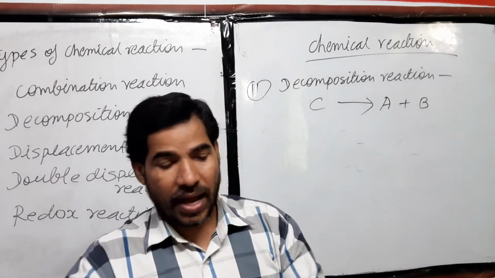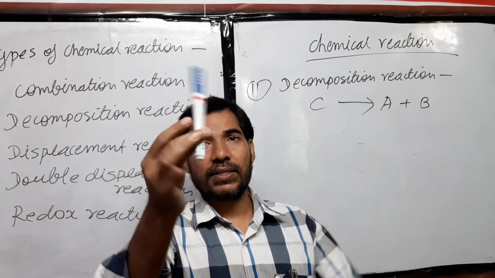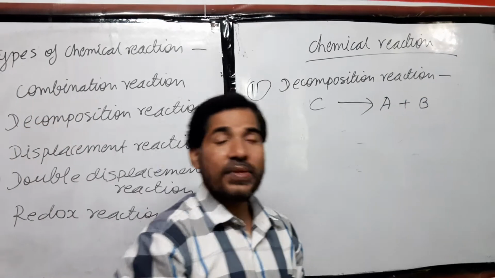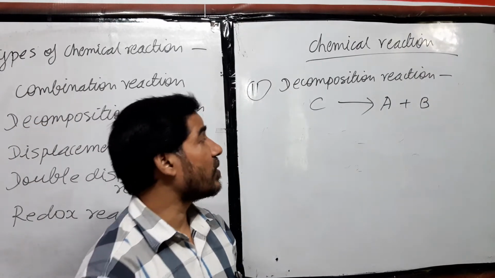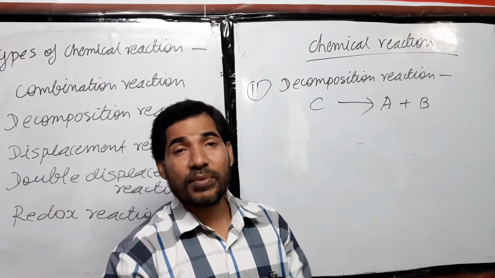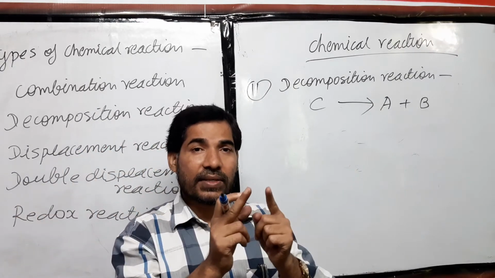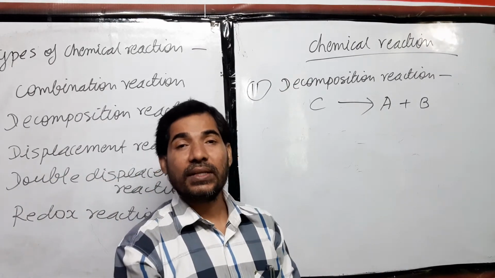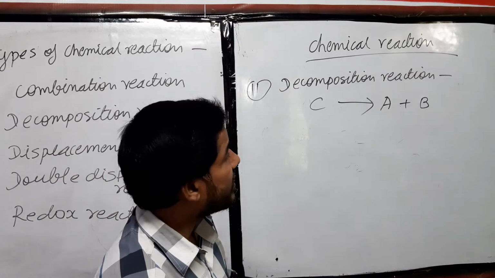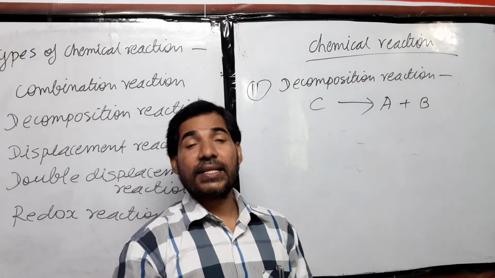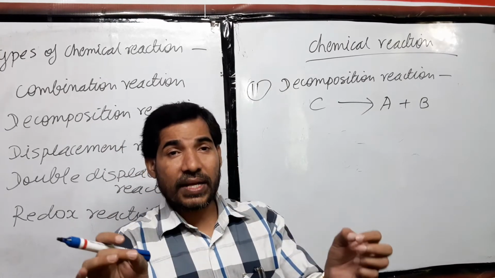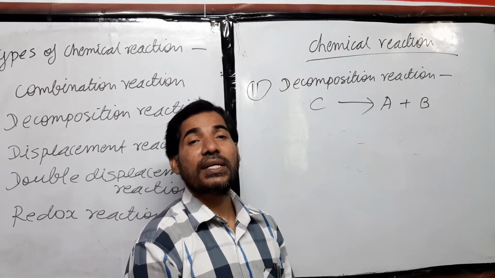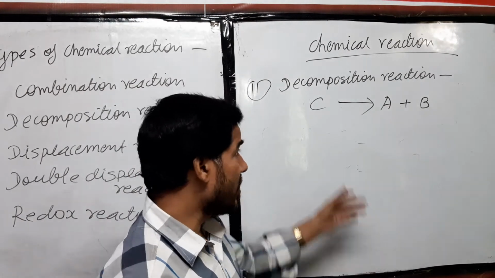Suppose that I have this substance. When it breaks, now I have two new substances. So this will be an example of decomposition. Because what is the meaning of decomposition? Decomposition means breaking. When a single substance breaks into two new substances, it is called decomposition reaction. Once again, what is decomposition reaction? Those chemical reactions in which a single substance breaks into two or more new substances are called decomposition reactions.